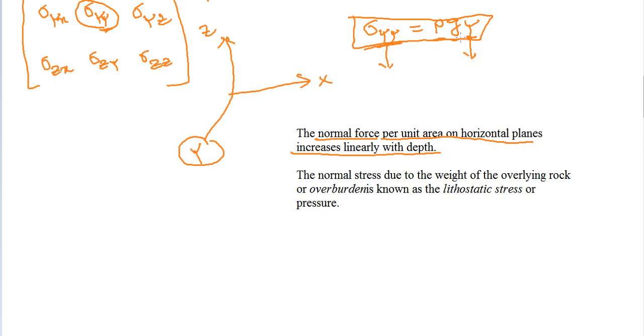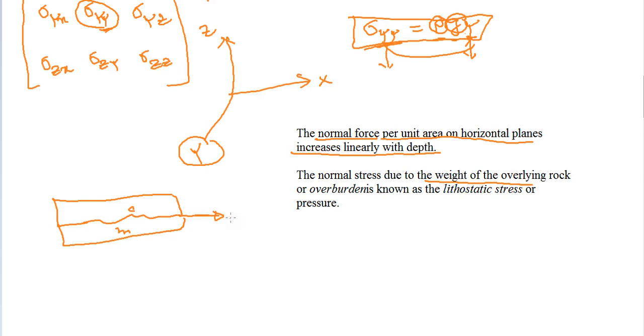Because g and rho are constant and the only variable is y, this normal force per unit area is proportional to the depth. That means it varies linearly with depth, right? So from this, the normal stress due to the weight of overlying rock. Say here we have a zigzag block, there is another block, this is the mantle and this is the continent.